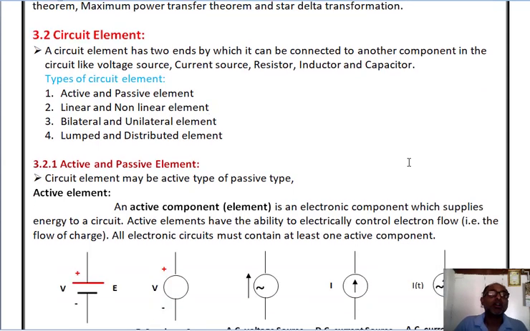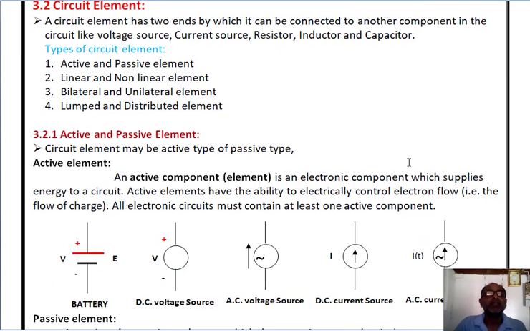So first, what is a circuit element? Each and every circuit element has two ends or two terminals, by which it can be connected to another component in the circuit, like voltage source, current source, resistance, inductor and capacitor. Now these all have two terminals which are connected as per our requirement.